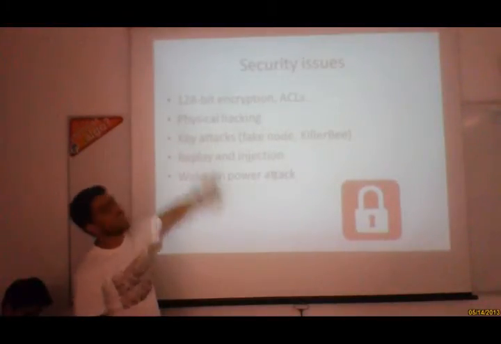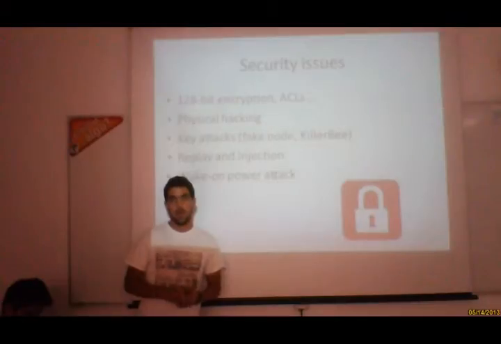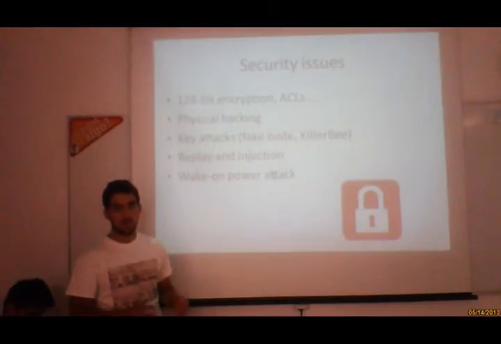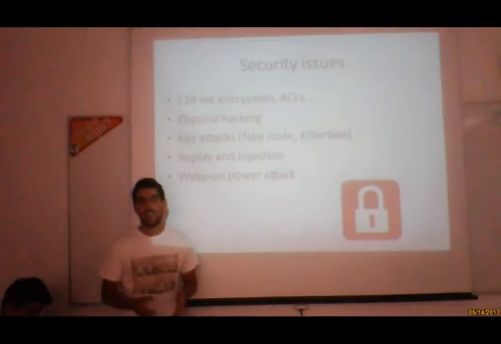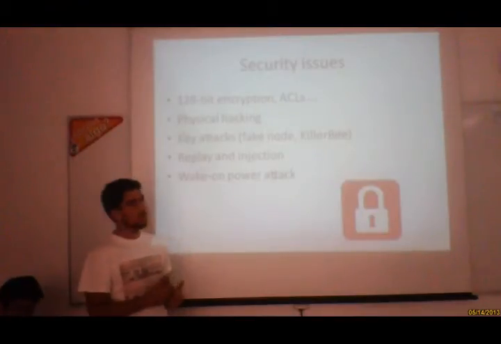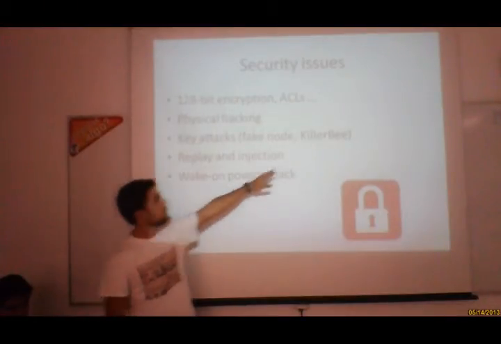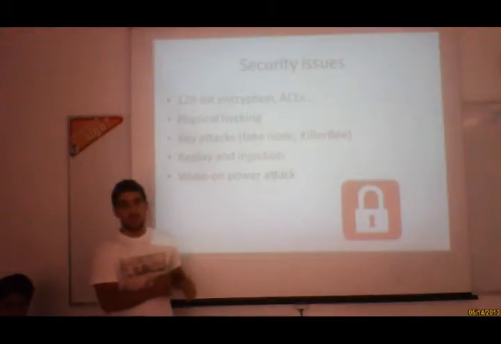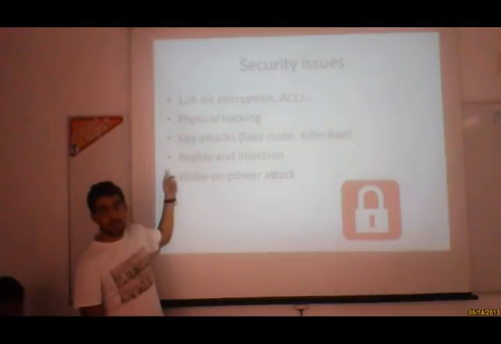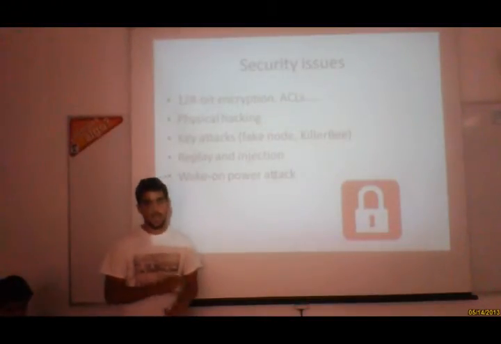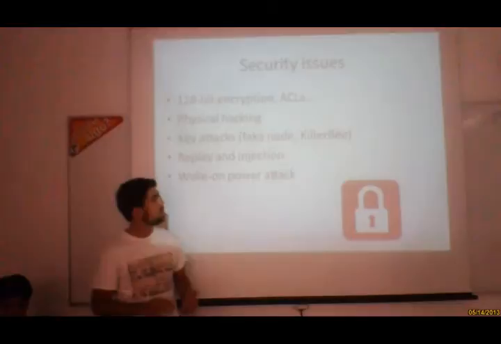The next type of security vulnerability are key attacks, for which we found two methods. One is a fake node attack, which is executed by using a fake node, which is an intruder device. And the other one is with a commercially available device called Killer Bee. It's basically the same. The other kind of attack is called replay and injection. It is widely used in Wi-Fi networks to get WPA or WEP keys.